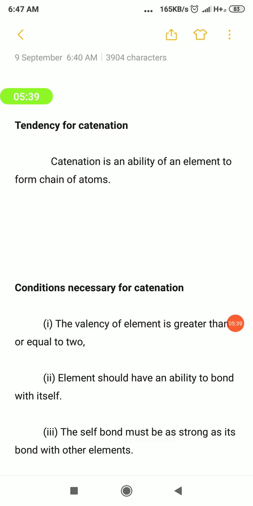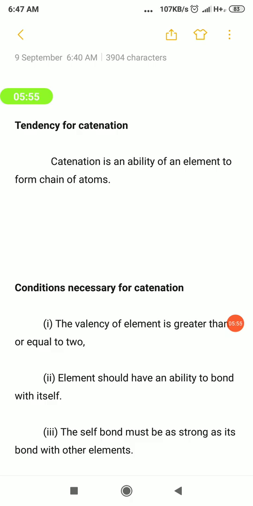And the element அதே elements கூடயும் chain form பண்ணலாம், or it can form chain with other elements. That ability of an element is called as catenation. புரியுதாமா? What is catenation? Catenation is the ability of an element to form chain of atoms.